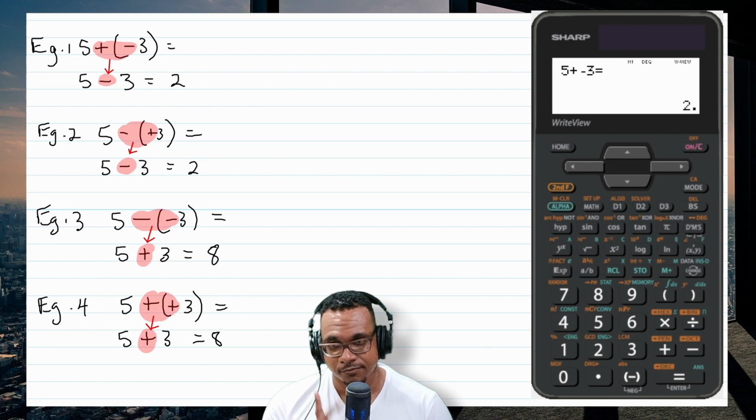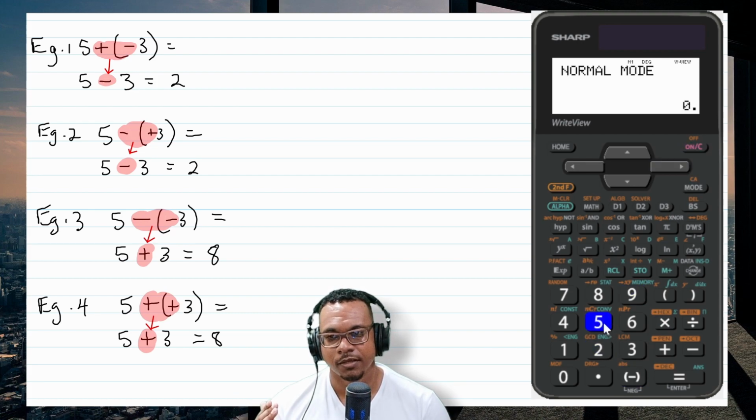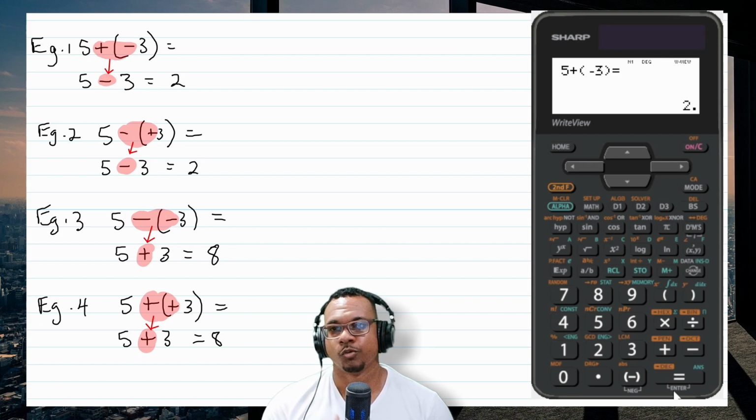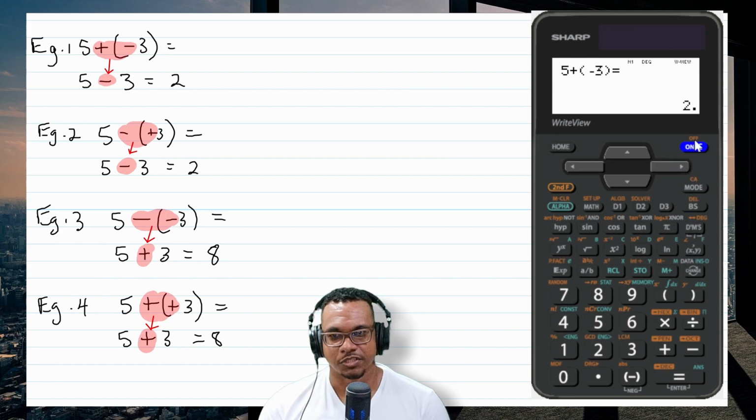Now, if you wanted, I could have put the brackets, but the calculator understands. Once you use the right keys, it will work out without the brackets. But let's say we wanted the brackets, no problem. 5 plus, open the bracket here, press the special negative, the 3, and close the brackets like that. No problem, 2. Okay?